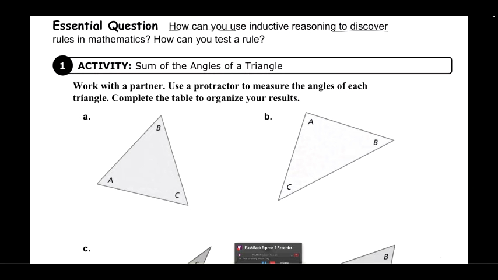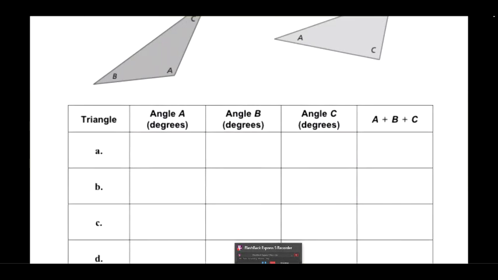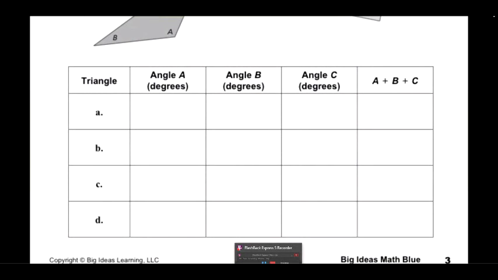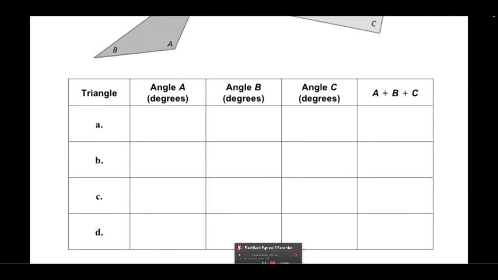This is where we need to remember how to use our protractor. So we need to measure all of the angles A, B, and C. Angle A would be, of course, here, angle B, and angle C. And then record them down here in this nifty little chart: angle A in degrees, B degrees, C degrees.